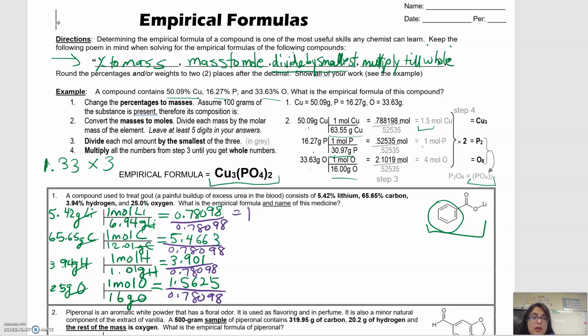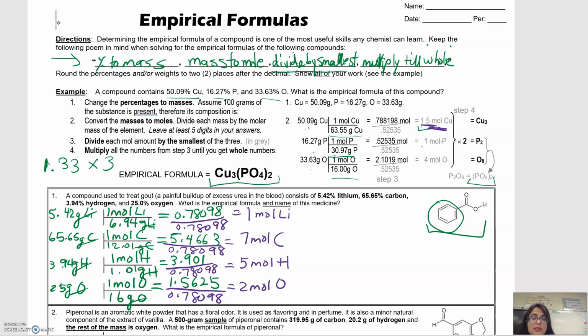So when you put 1, you got to put down, notice here I put down mole copper. So you got to put mole Li. This is going to be 7 mole carbon. And this is going to be 5 mole hydrogen. And this is 2 mole oxygen. Notice there is no fraction here. There's no 1.5 like it was here, 1.33, 5.33. So we don't need to multiply till whole. These are already whole, okay?